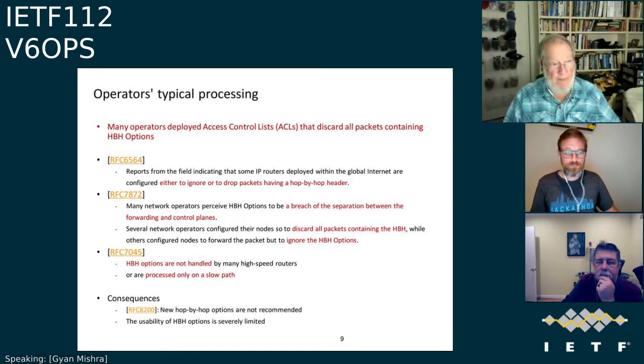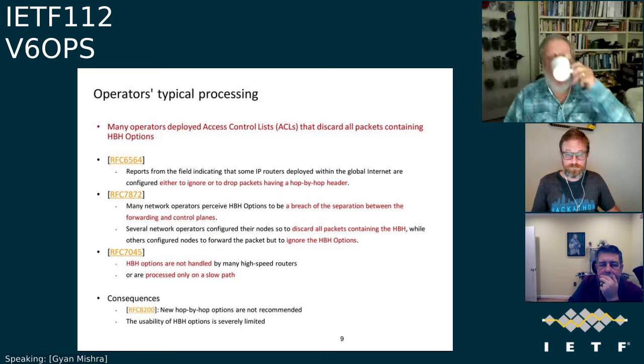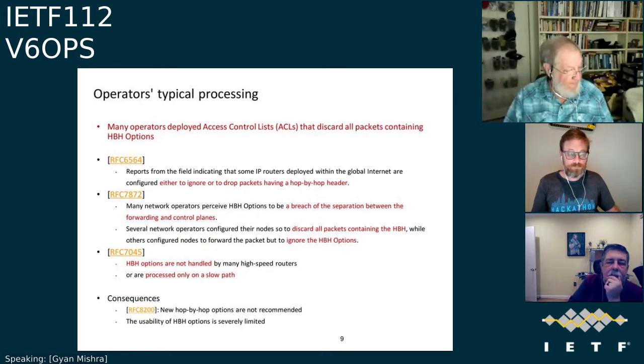So that's really making it not viable, and other configured nodes forward packets but ignore HBH options. So there is the ignoring, the dropping, and the punting to the control plane. The operators' typical processing is really to deny, drop, not forward, or rate limit. That's really been the typical, business-as-usual method of dealing with HBH and making it not viable.